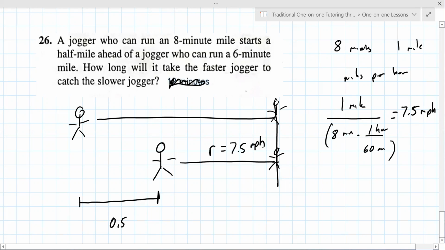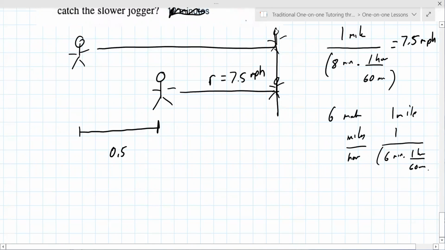Now you're a 6-minute runner. You're running faster. So again, 6 minutes, 1 mile. We want the ratio to be miles per hour, so the 1 goes on the top. It's 6 minutes, and there are 60 minutes in 1 hour, so it becomes 1/6 divided by 60. Can you calculate that for us? 10 miles per hour. Yes, so your rate is 10 miles per hour.